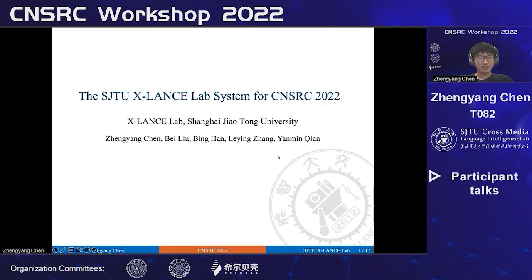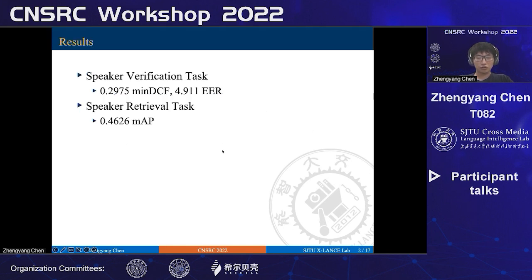Hello, everyone. I'm Zhengyang Chen. Here I represent the SG2 Excellence Lab system for CNSRC 2022. The team members are Zhengyang Chen, Bei Liu, Bing Han, Leying Zhang, and Yanmin Chen. In this challenge, we submitted our results to 2 tasks. In the speaker verification task, we achieved 0.29 minDCF and 4.9% equal error rate. In the speaker retrieval task, we achieved 0.46 mean average precision. In the following slides, I will give a detailed introduction about our system in this challenge.